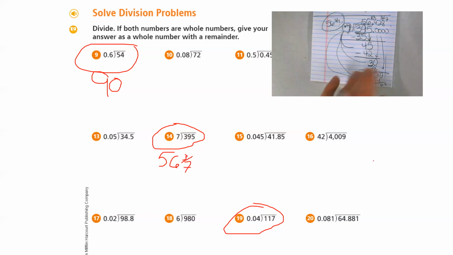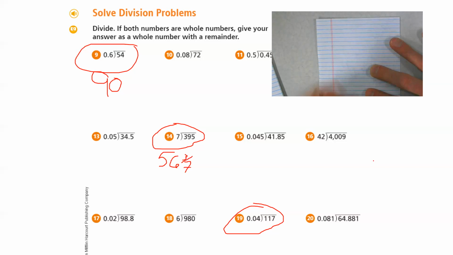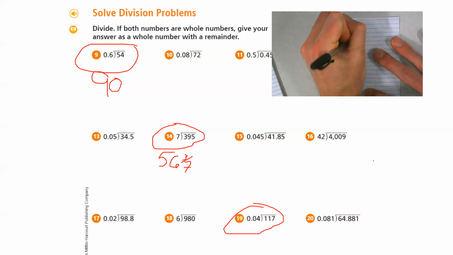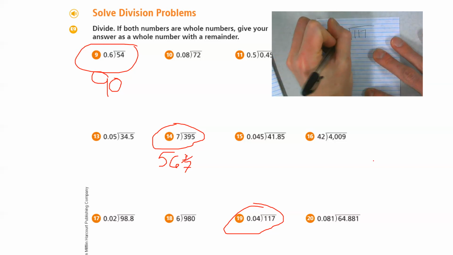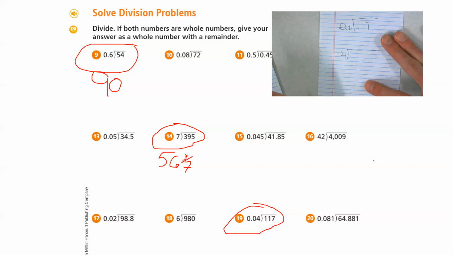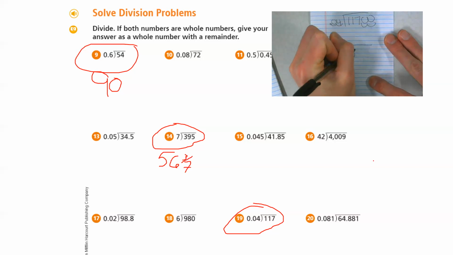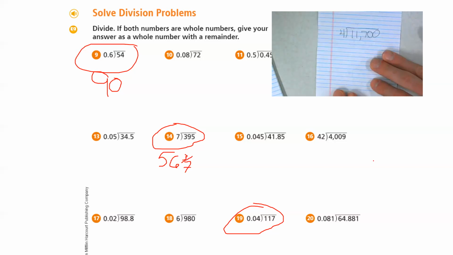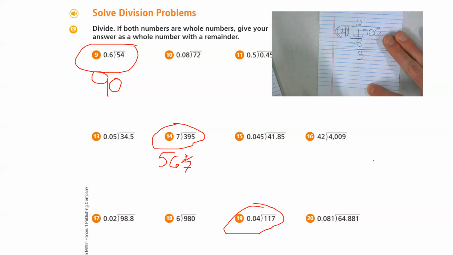Let's go to 19. 117 divided by 4 hundredths. Move the decimal over twice, turns into 4. Move this decimal over twice, turns into 11,700. How many 4s go into 11? 2. What's left over? 3.